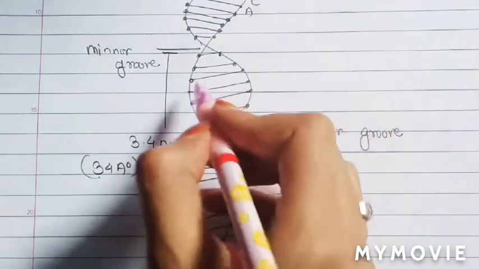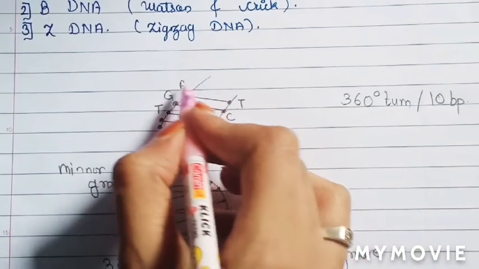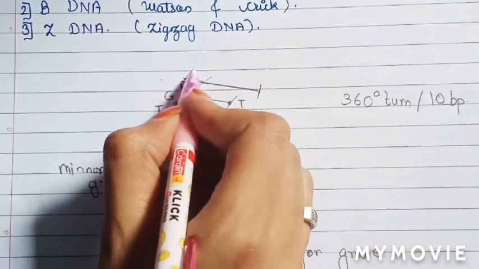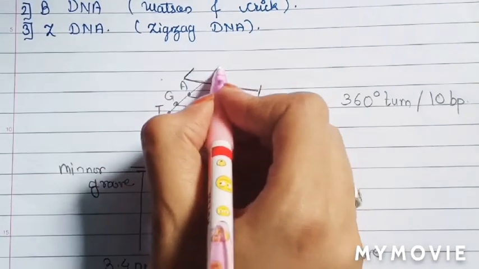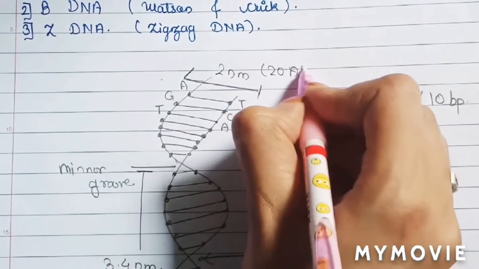Now the diameter of the DNA strand. The diameter, meaning the distance between these two strands, is 2 nanometer, which means 20 angstrom.